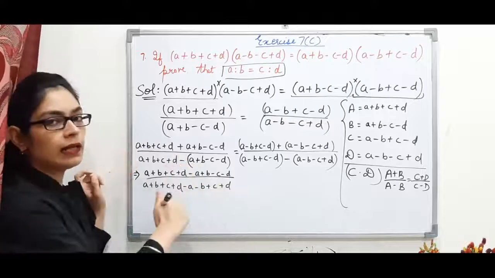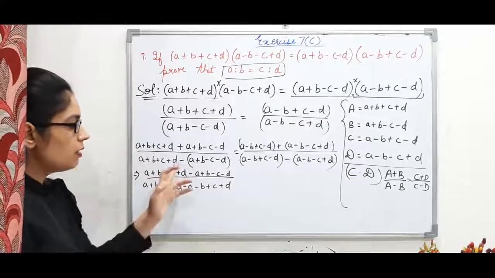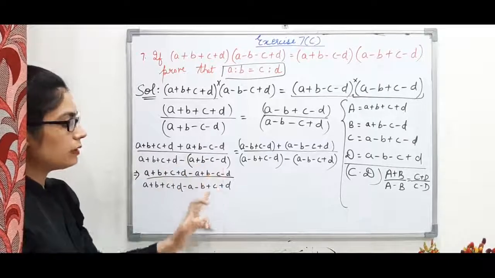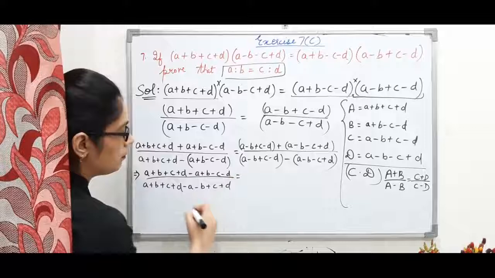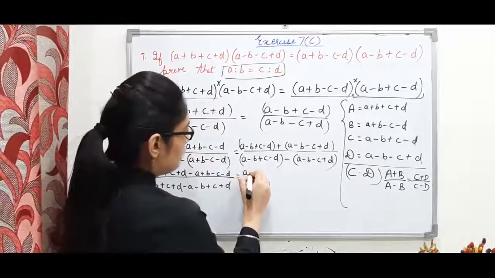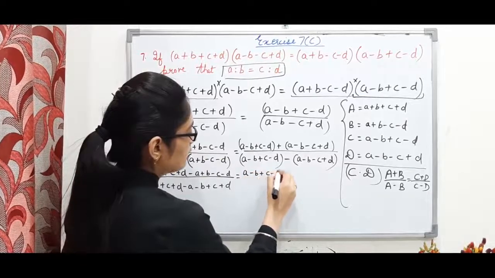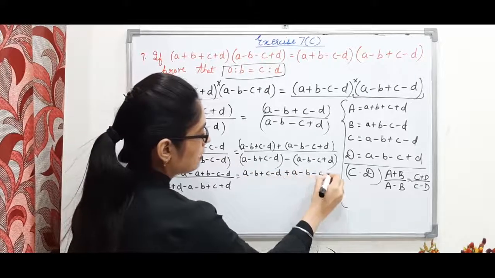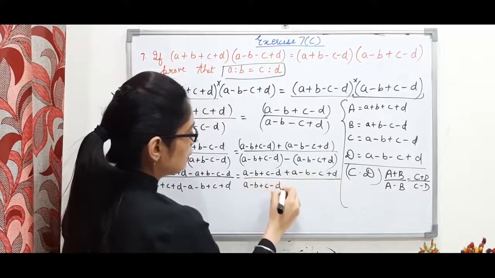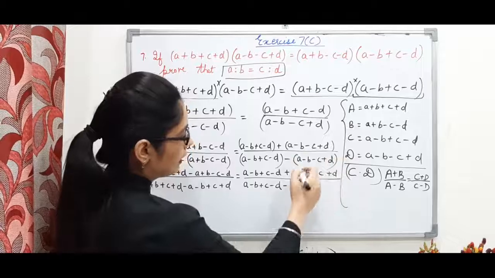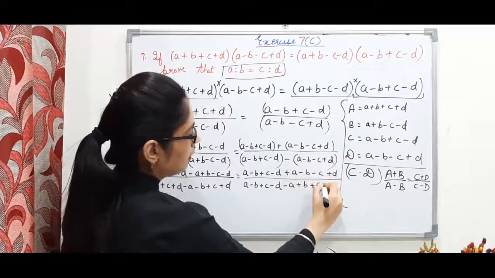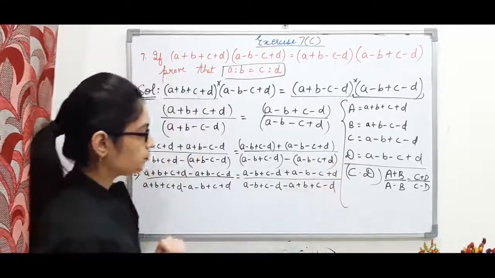See, whenever a minus sign is outside, we have to change the signs. Minus plus minus, minus plus minus, minus minus plus, minus minus plus. So directly you can remember that we have to change the signs. A minus b plus c minus d plus a minus b minus c plus d upon a minus b plus c minus d minus, again we have to change the sign. So minus a, minus will be changed to plus, plus c, and plus will be changed to minus.